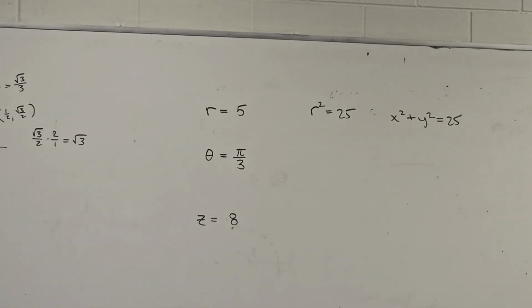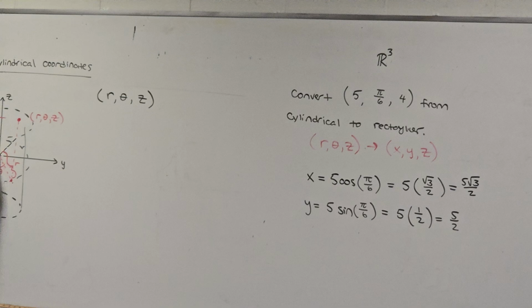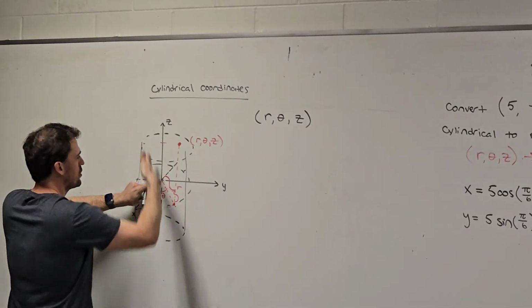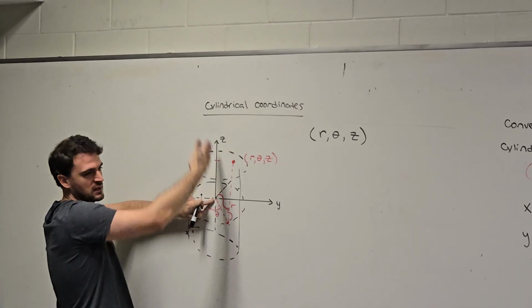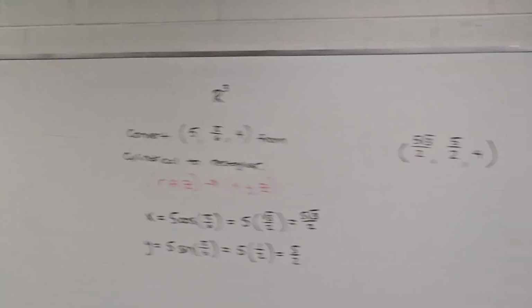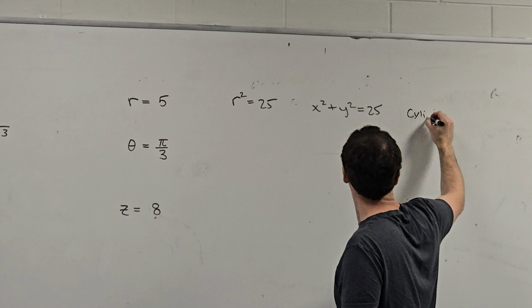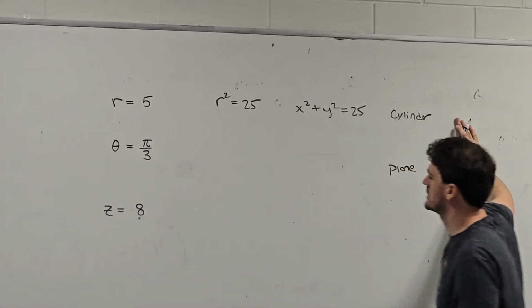How would I see theta equals pi over 3? If I go out an angle, I'm allowed to go out any radius and also with any z coordinate. There's your plane. So this is a cylinder. Plane. But that's a cylinder in 3D, right? Correct. Okay.